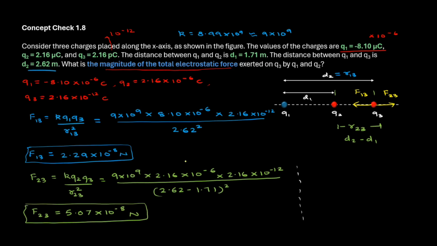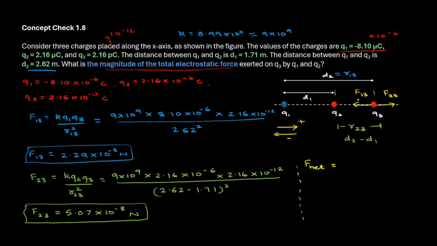After finding the magnitude of individual forces, now we can use superposition principle to find the net force. The net force will be the vector sum of force F13 and F23. And when we are taking the vector sum, we have to take the sign into consideration. We know that any vector going to the right must be taken positive, and the ones going to the left must be taken negative.